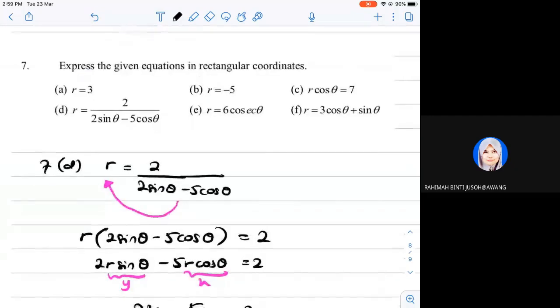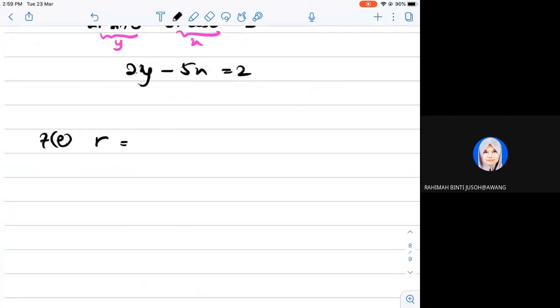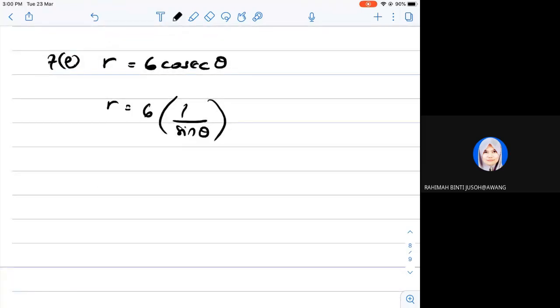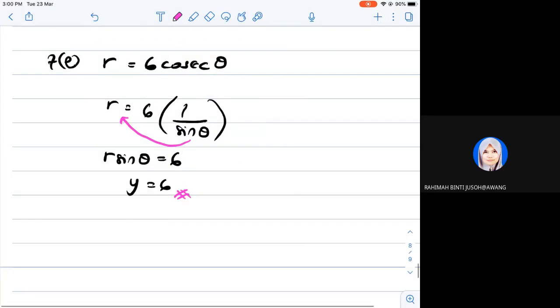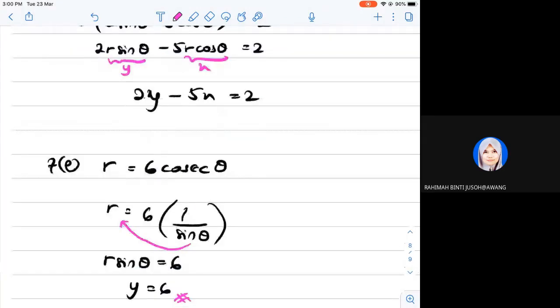Okay, 7E. R equals 6 cosecant theta. Guys, cosecant equals what? 1 over sine. Very good, 1 over sine theta. So how do we convert to rectangular? What should we do next? Multiply with sin theta. Just multiply upwards. So we will have R sin theta equals 6. So Y equals 6. Done, settled. Question 7F.